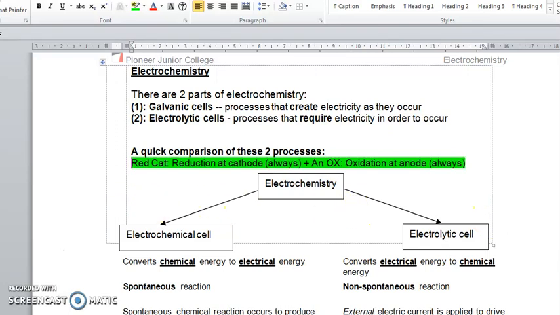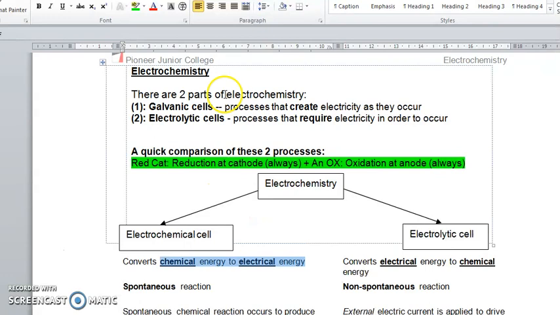In this video, I will be illustrating how to do electrolytic cell calculations. Before that, I'll run through a very quick overview. For electrochemistry, there are two parts: galvanic cells and electrolytic cells. Galvanic cells have a positive E0 cell, and they use a spontaneous chemical reaction to convert chemical energy to electrical energy.